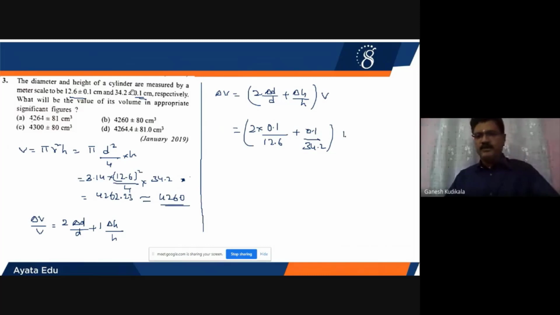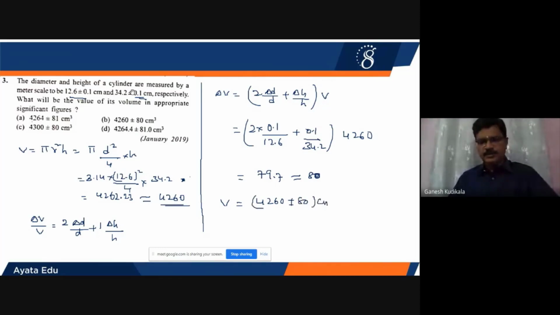Earlier what we did, we have calculated the value of volume as 4260. Therefore on simplifying, this leads to 79.7. This will be approximately equal to 80 by considering the significant figures. Therefore the volume is now expressed as 4260 plus or minus 80 centimeter cube. Quite interesting problem, children.